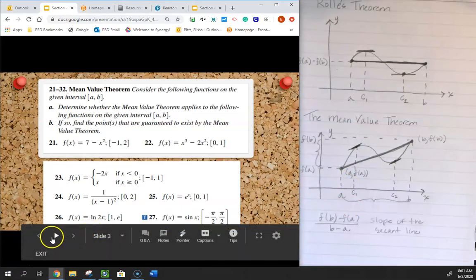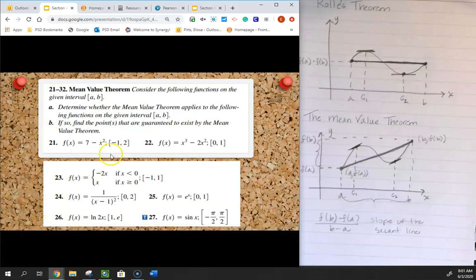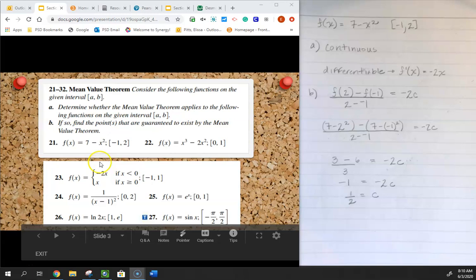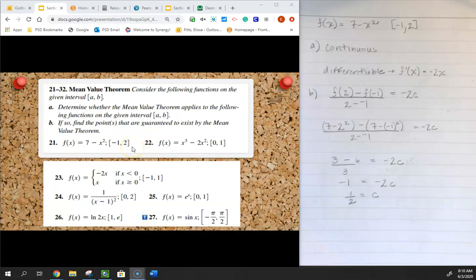We're going to do a couple examples using the mean value theorem and applying it to just some equations without an application. And then we'll do some application problems also. Let's look at problem 21. f of x equals 7 minus x squared on the interval [-1, 2].